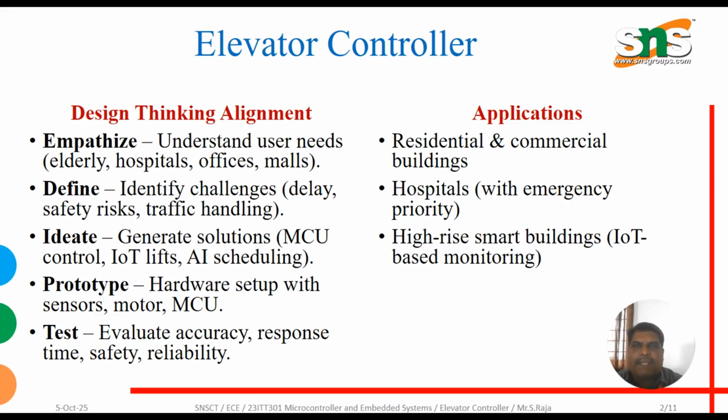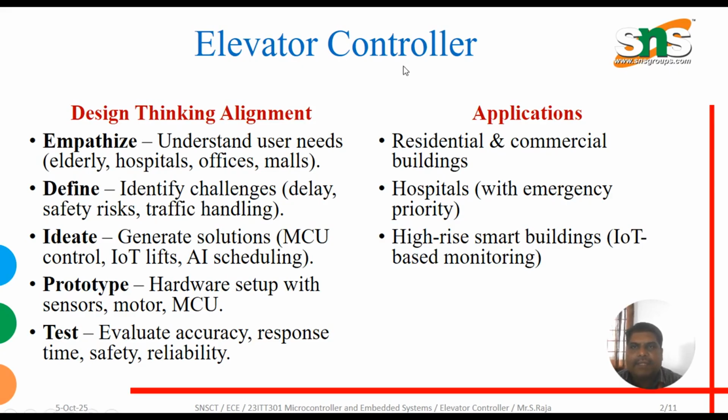The main applications of the elevator are, first, that it is used in residential and commercial buildings for bringing people from the ground floor to whatever floor is at the top. The user feels very comfortable moving from one place to another. Next, it is used in hospitals for emergency priority. Third, in high-rise smart buildings, IoT-based monitoring is used for counting how many people are coming inside the building and how many are going outside the building. That is very, very important.